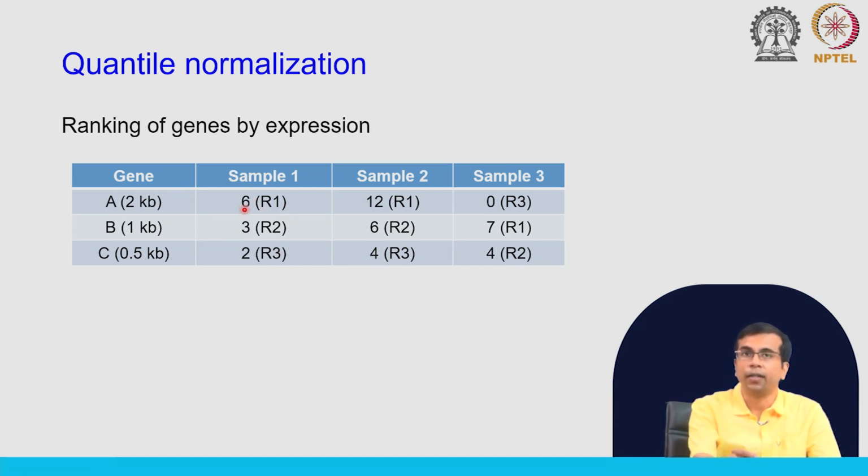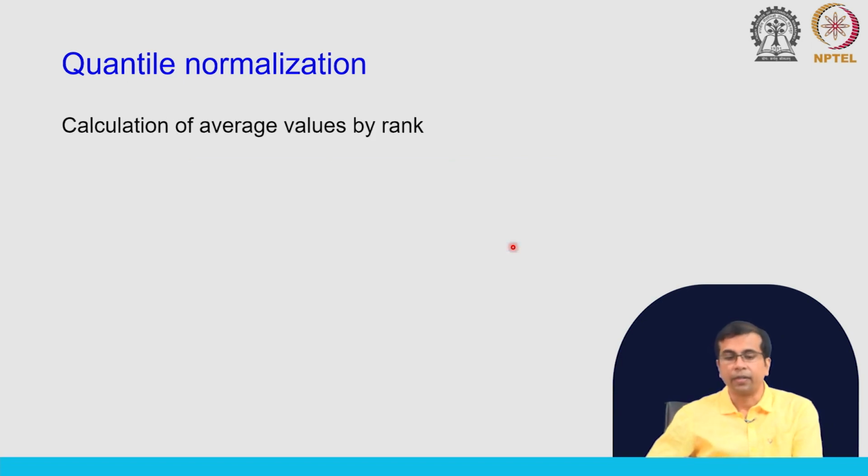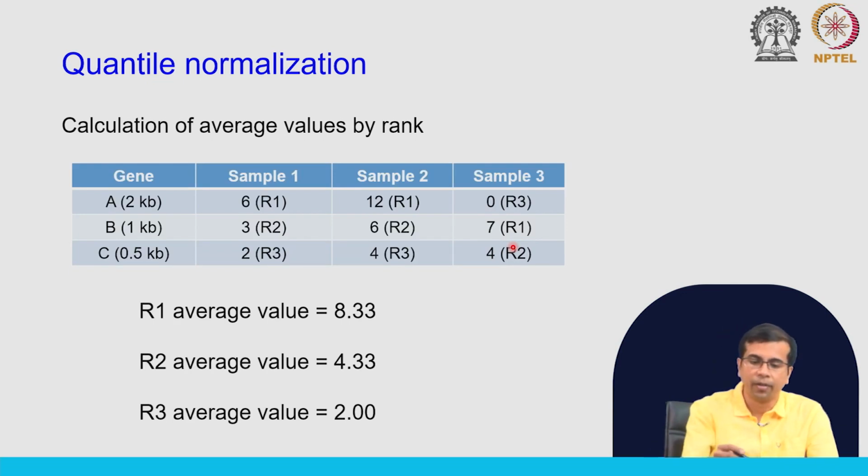R1 is the rank 1 gene with highest expression, and again we have sample 2, again rank 1 with the highest read count, and for sample 3 we have also done the ranking. Now, the next step is to calculate the average values by rank. For rank 1, what is the average value? For rank 1 we have these 3 rank 1 values, this is rank 1, this is rank 1, this is rank 1. So, the total count is 6 plus 12 plus 7, and the average will be that divided by 3. For rank 1 the average value is 8.33, and similarly we can calculate the R2 average value and R3 average value.